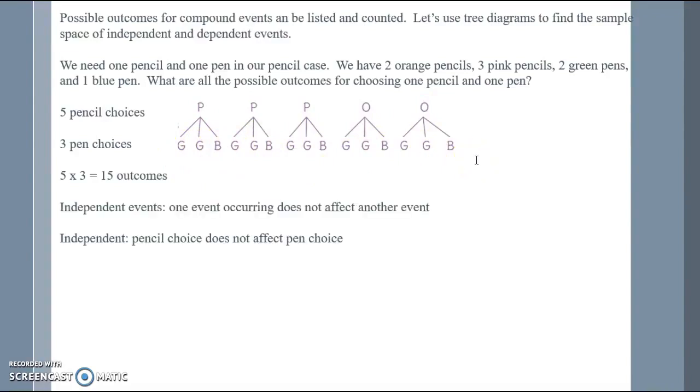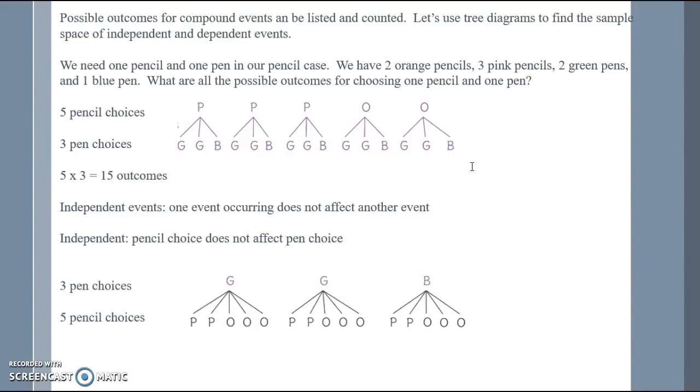Independent events are events where one event occurring does not affect another event. So just because I chose a pencil does not depend on what my pen choice would be. So pencil choice does not affect our pen choice. So therefore, these are independent events. We could similarly see that if we chose our pen first and then our pencil, we would still end up with 15 outcomes.